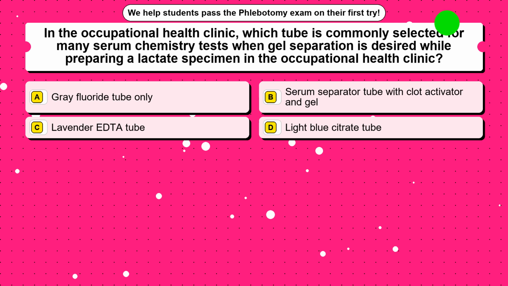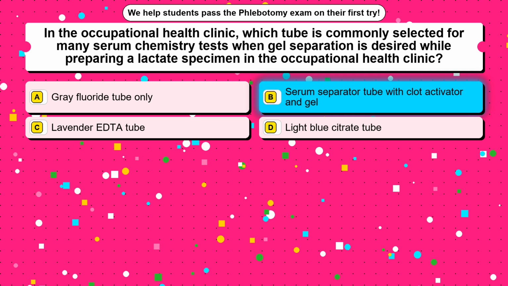Question 20. In the occupational health clinic, which tube is commonly selected for many serum chemistry tests when gel separation is desired while preparing a lactate specimen in the occupational health clinic? Option A. Gray fluoride tube only. Option B. Serum separator tube with clot activator and gel. Option C. Lavender EDTA tube. Option D. Light blue citrate tube.